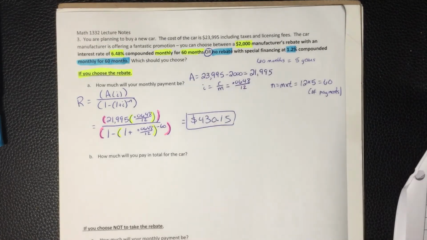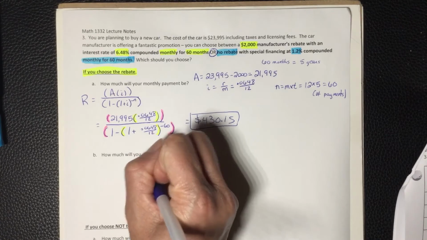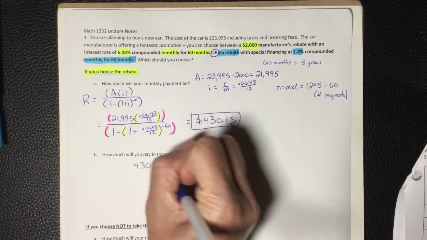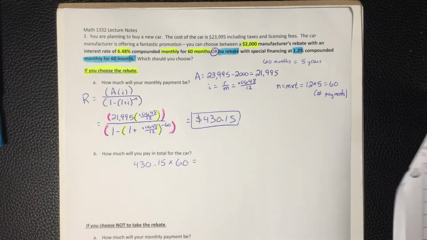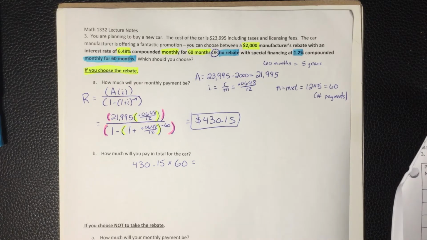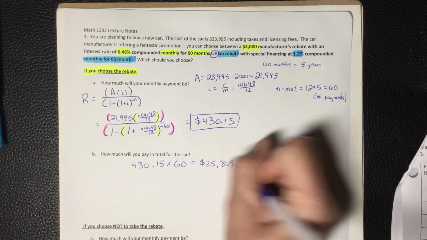Part B says, how much will you pay in total for the car? Well, you're going to pay this amount every month for 60 months. So we're making 60 payments, so we'll just multiply that by 60. And that comes out $25,809.